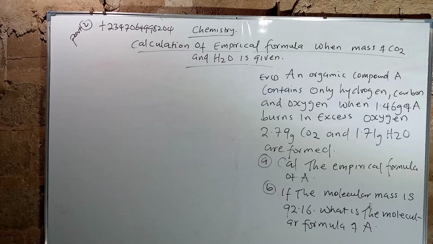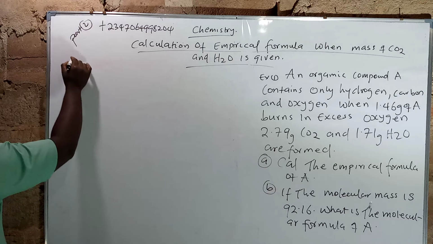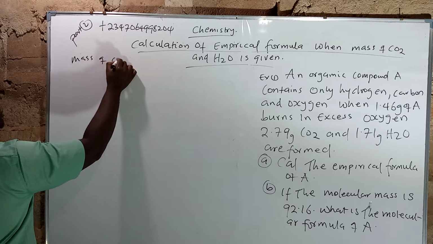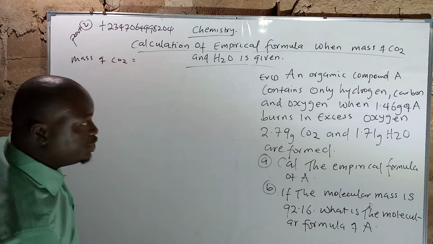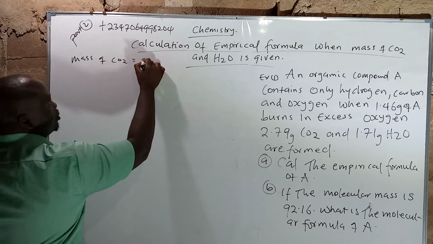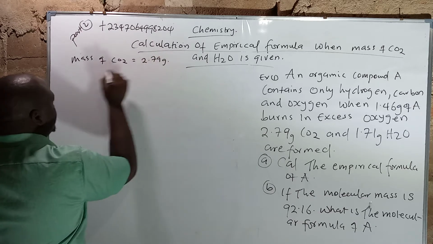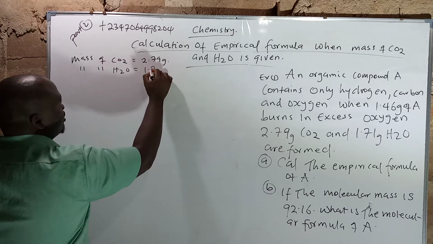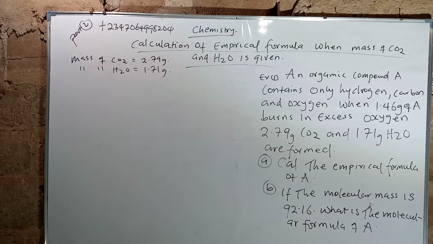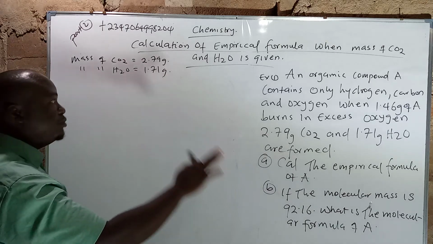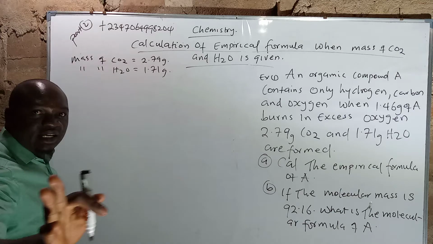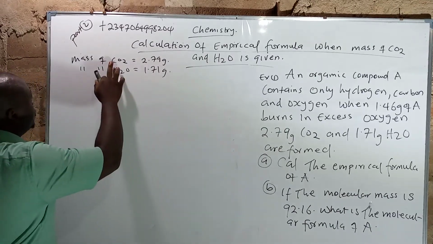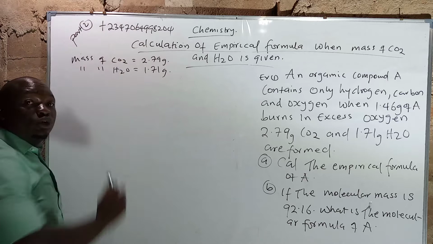Now, the first thing you need to know is that they have already given you the mass. So the mass of CO2 is given in the question, which is 2.79 grams. And the mass of water is also given to be 1.71 grams, right? Remember, they gave us these two masses. Now, all you need to do is get the mass of carbon in CO2.